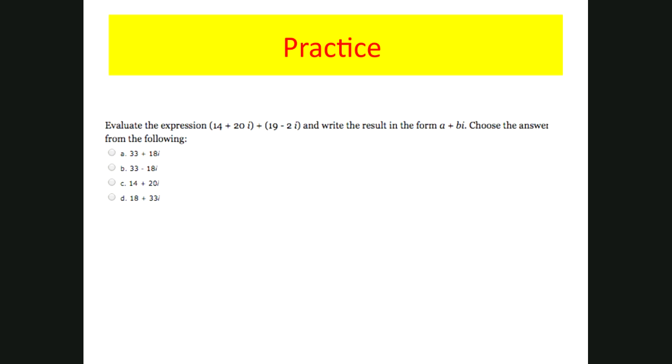One of the practice problems from this week, we have 14 plus 20i plus 19 plus 2i. Write the result in complex form. So 14 plus 19, what is that? 33. 20i minus 2i, that's 18i. So 33 plus 18i, 33 plus 18i, it looks like letter A.